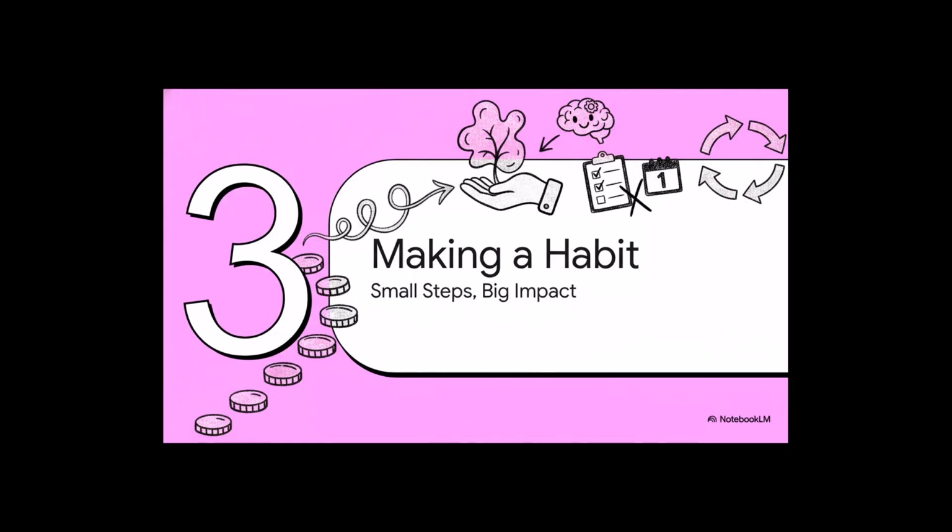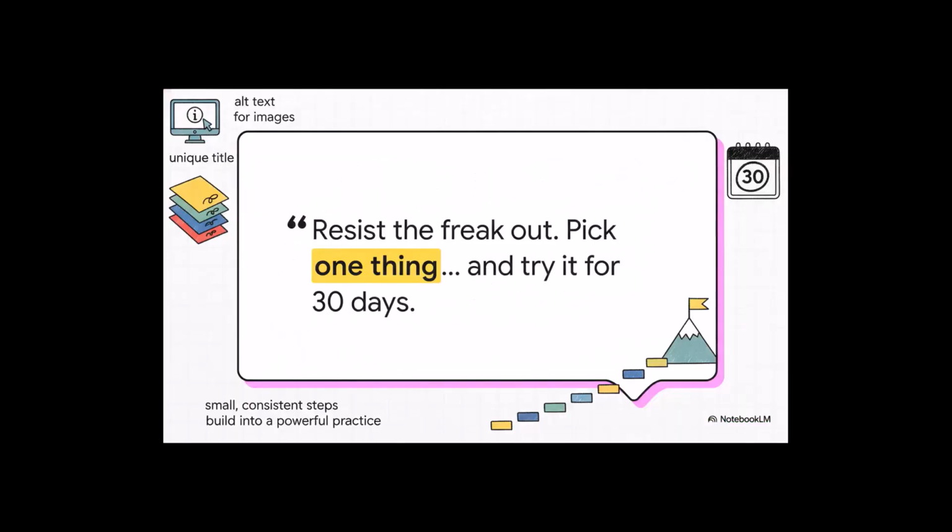So we've talked about the automated tools, we've covered the manual fixes. But the real goal here isn't to memorize some giant, scary checklist. It's about building a new habit, one step at a time. I absolutely love this piece of advice. It can feel like, oh my gosh, there's so much to do, but you don't have to fix everything at once. Resist the freakout. Just pick one thing. Maybe for the next month you just focus on writing really good alt text for every image. Or maybe you just make sure every single slide has a unique title. These small, consistent steps are what build into a really powerful practice.